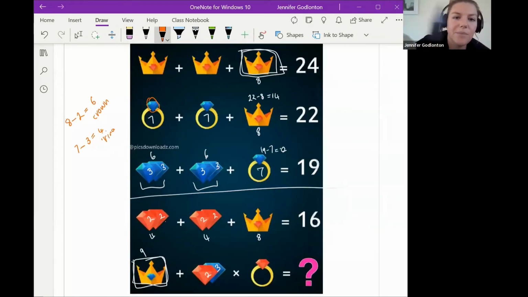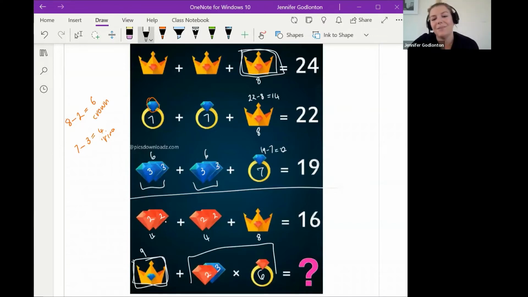Which means that this is going to be 4 plus 3, which is 4 plus 2, which is 6. And so then it's going to be 5 times 6, which is 30, and 30 plus 9, which is 39.